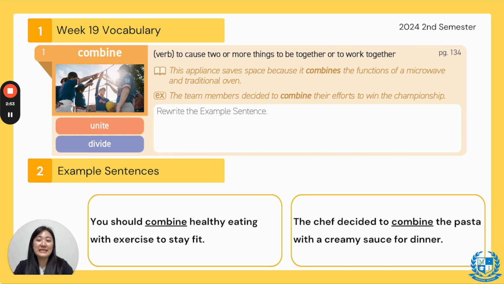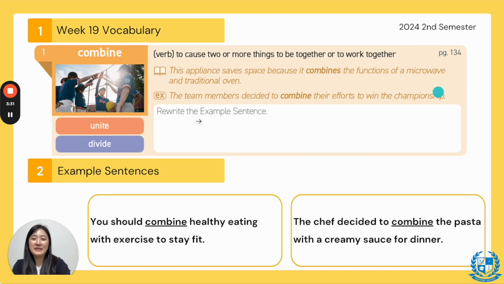In our TED Talks it says, this appliance saves space because it combines the functions of a microwave and a traditional oven. So what did they do? They combined the functions, how a microwave works and how an oven works, into one little appliance. Next, let's read the example sentence together. Ready? 1, 2, 3. The team members decided to combine their efforts to win the championships. Meaning everyone tried their best and they combined all their hard work in order to win first place.